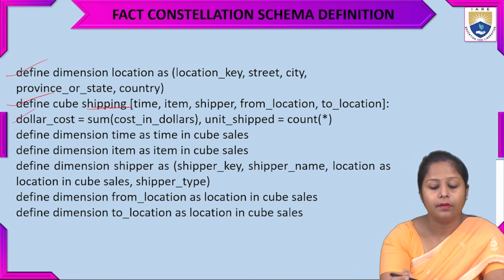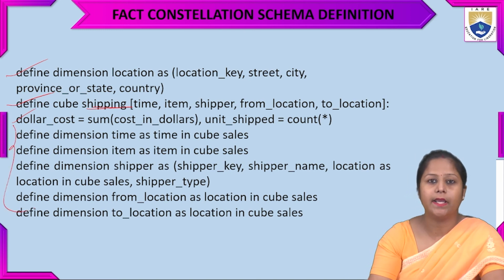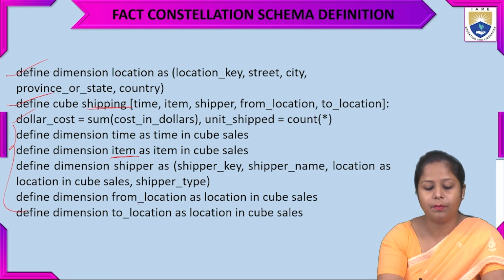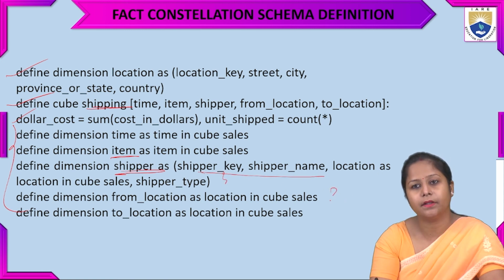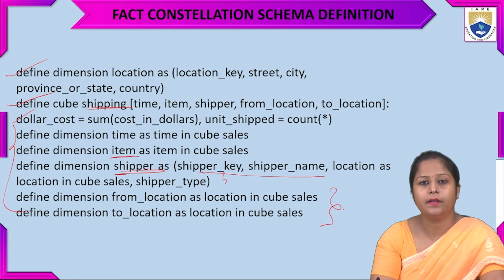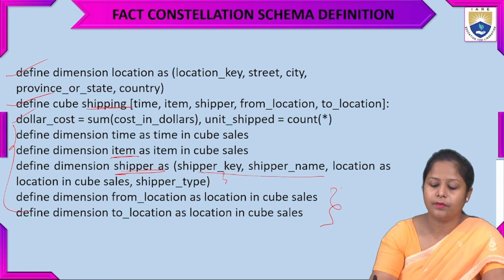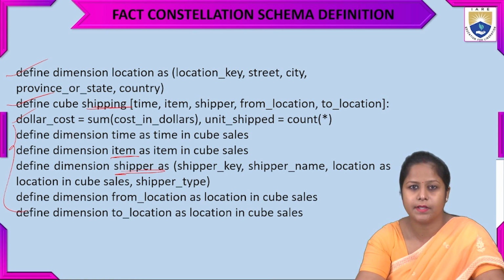Then we will write for the dimension table time and item. Then for the shipper, we will introduce all of the attributes, and here we are sharing the location from and to. So here we will write the definition for that. So that was the syntax to write for the fact constellation schema.